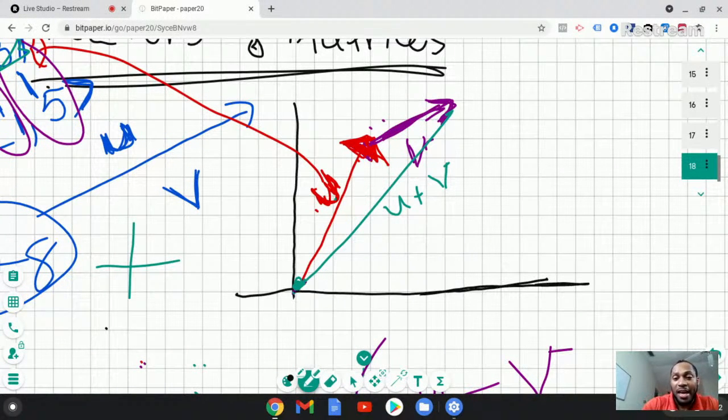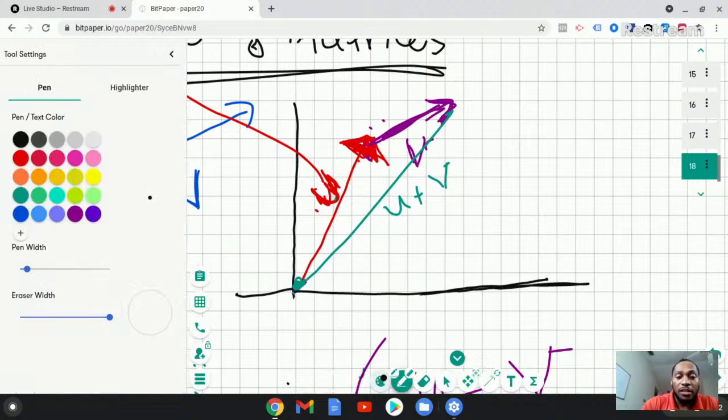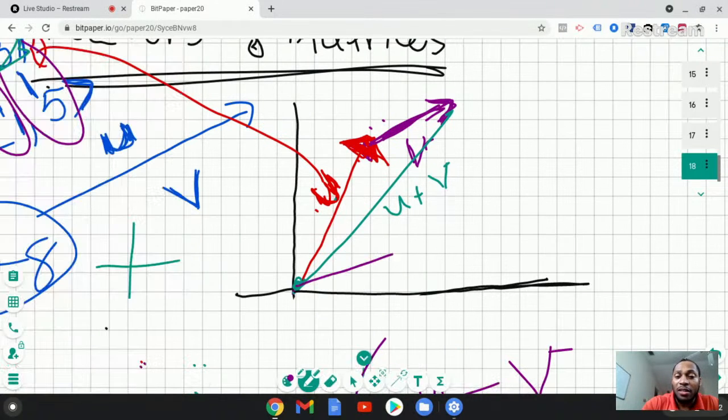So this is the x-axis. And this was v going this way. And what I said is negative v is going to go that way, right? So negative v is going to go that way. The tip's going to be at the origin, and the tail is going to be right here. It's the same exact thing, just going in the opposite direction.